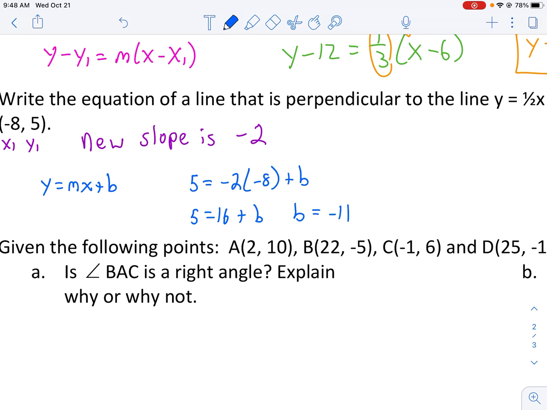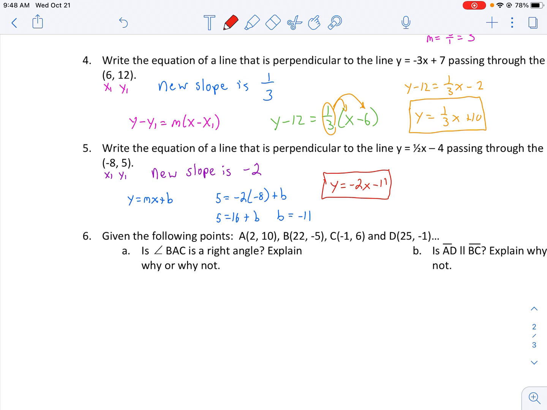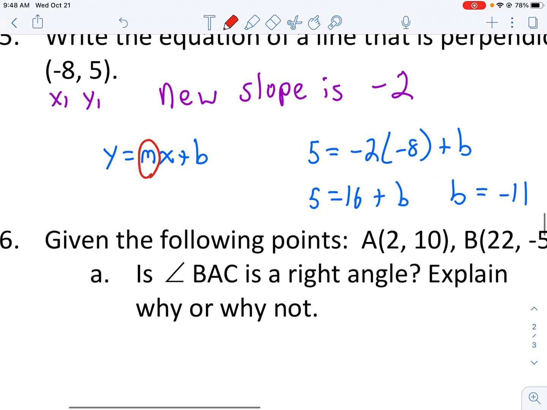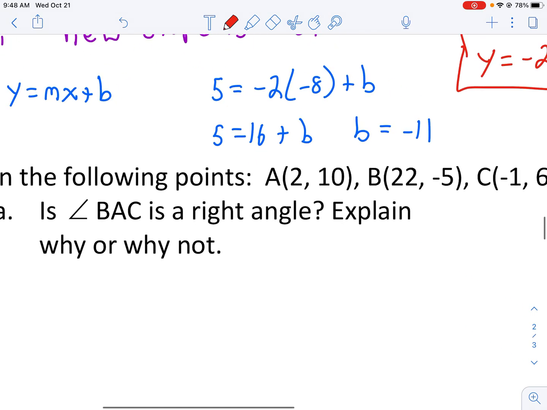Now we know m is -2. Right, this is m, and then this is b. So we just plug those numbers in for m and b right here. And we end up with y equals -2x minus 11. Okay, so that's the other way to do it. So I've shown you both now, either using point slope, because it uses a point and a slope, or slope-intercept, because you have a slope and the y-intercept.